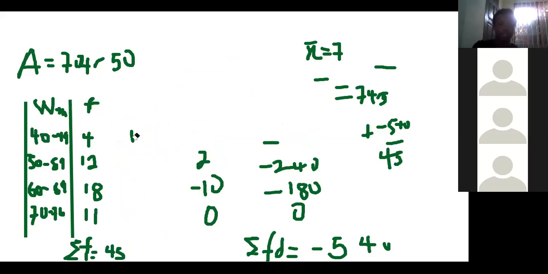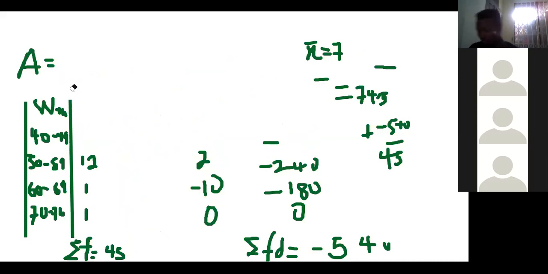Which one is the mode? It's 3. That is basically it. So the mode is the highest number of occurrence.